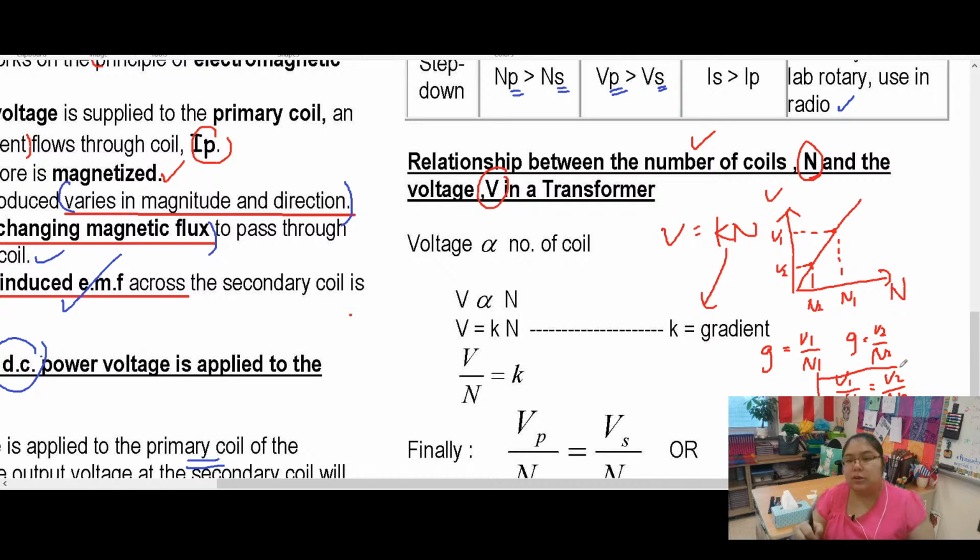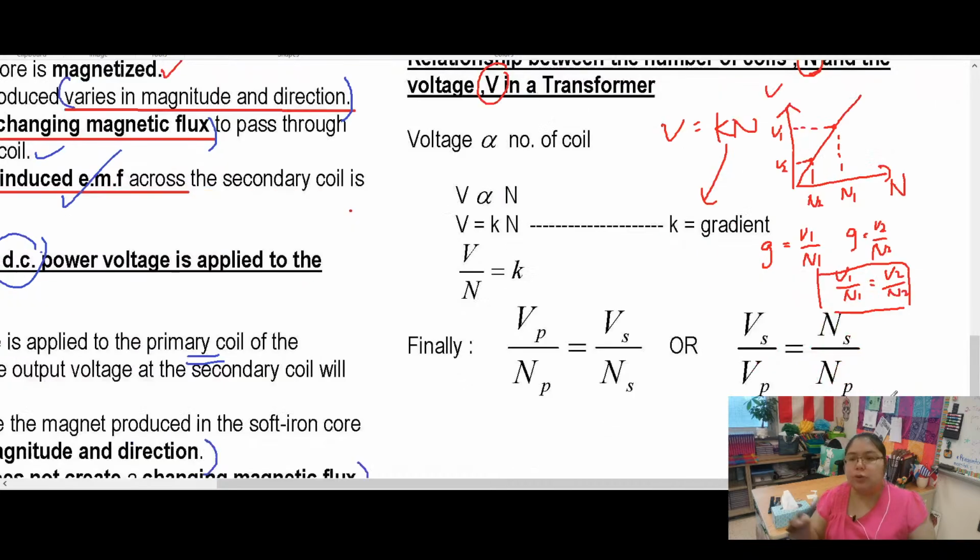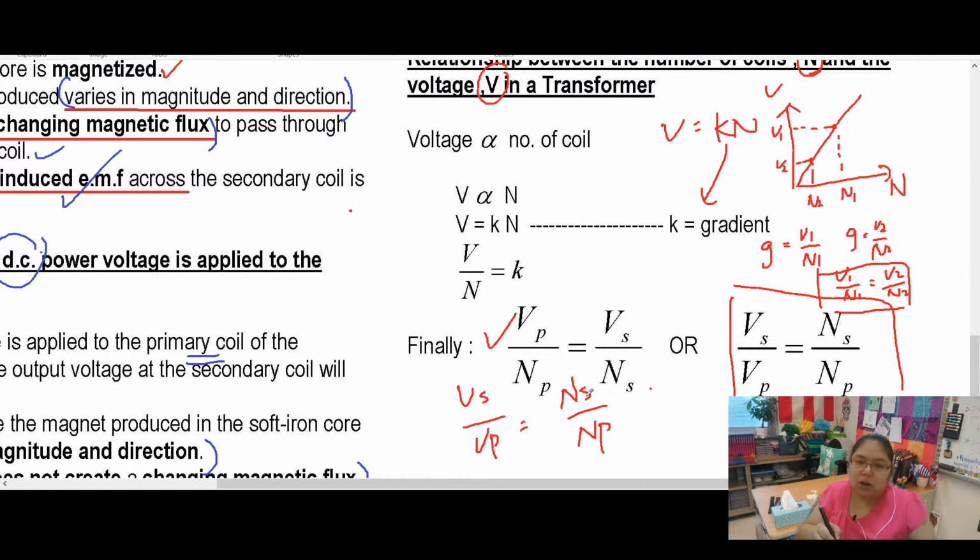So this is the formula I want to show you today. 1 stands for primary, 2 stands for secondary. So this is what I proved. You can also use this formula in another form: you can make Vs at the top, then move Vp to the other side, and then Ns at the top. So you get Vs over Vp equals Ns over Np. If you put S at the top, N must also be secondary at the top and primary at the bottom.